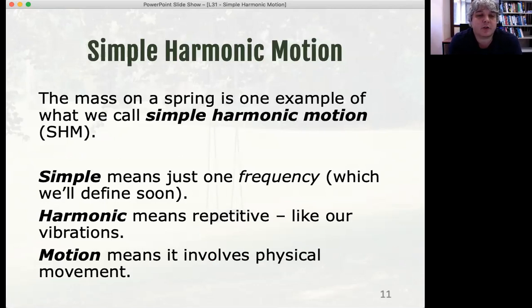So what does simple harmonic motion mean? Aside from the fact it means that sort of motion, simple means just one frequency. We'll define that soon. Harmonic means repetitive, like our vibration. So harmonic is just another word for something repeating itself. So that spring on a mass will just keep repeating that exact same motion. Right? It'll keep repeating it. That means it's harmonic. And motion just means it involves physical movement. Right? So we're not oscillating some theoretical thing, or we're not oscillating a field, like when we talked about electromagnetic fields. We're oscillating a physical object.